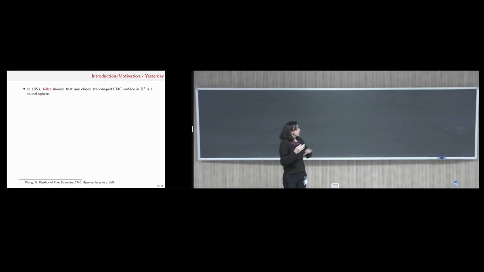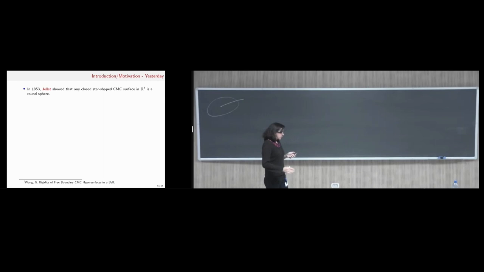So firstly, I remember that any closed star-shaped CMC surface in Euclidean three-space is a round sphere. I recall what star-shaped means: you have a surface, and a point, for example the center, and you trace a line that intersects the surface one time. This is star-shaped. If there is somebody new, I hope they have no problem with this definition. So Jellett showed that if you have a closed star-shaped CMC surface in Euclidean space, then this surface is a round sphere.